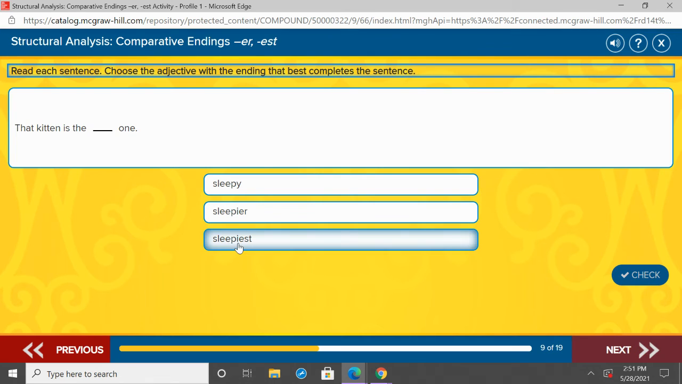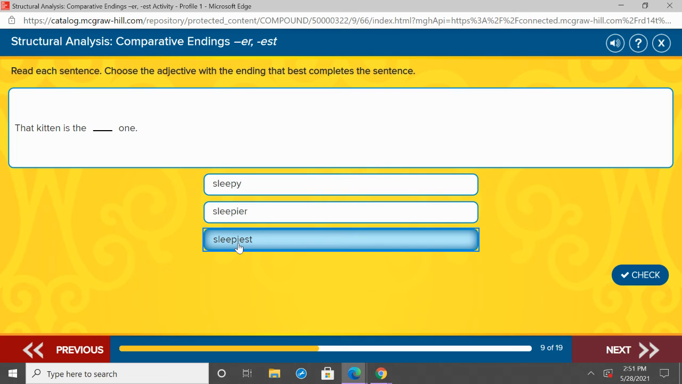Yes, you should have picked this one. That kitten is the sleepiest one. We're comparing the kitten to all the other kittens. We need EST. We drop the Y, add an I, and add our EST ending.